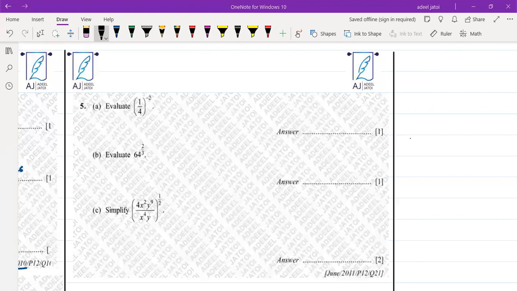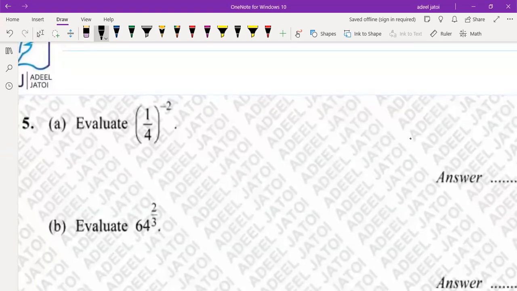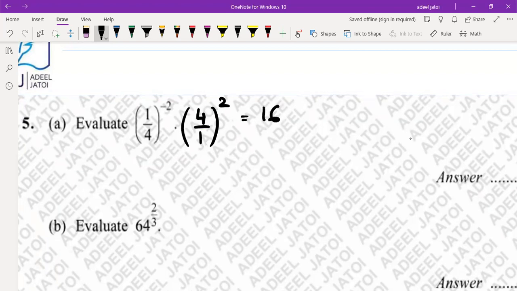Okay, June 2011, paper 1-2, question number 5. If you look at the question, it says 1 upon 4 to the power negative 2. So this should be 4 upon 1 squared, because obviously we need to change the negative power to positive. So we need to reciprocal this. So the answer for this will be 16.